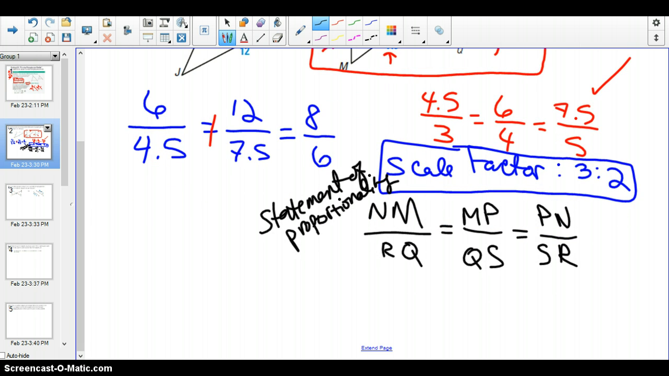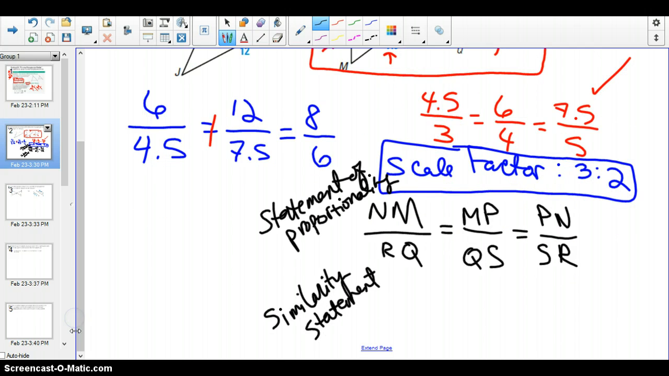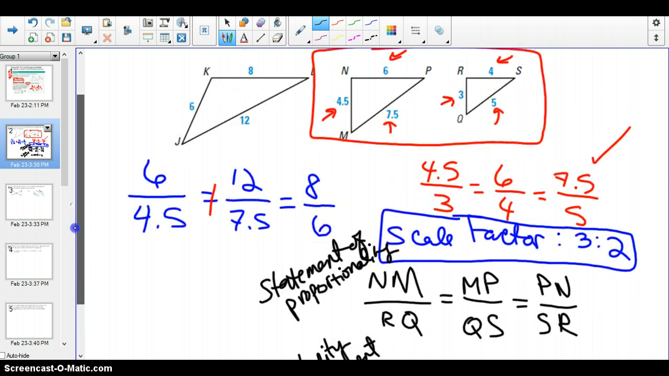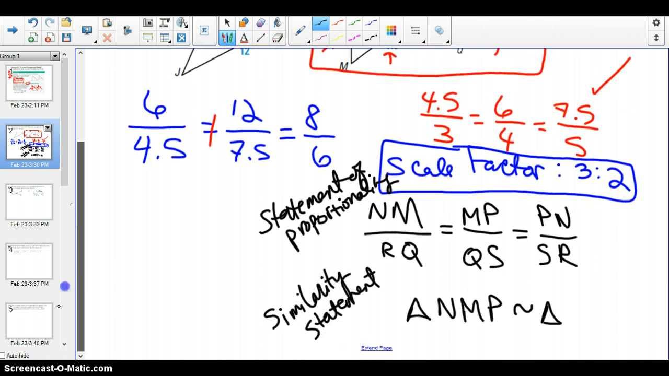Next, I want to make the similarity statement. And you should be pretty good at these by now. You're just going to go around in your triangle. You're going to say triangle NMP must be similar to triangle, and make sure that you match up the right order with the corresponding sides. We're going to start with R, Q, and then S. Triangle RQS.